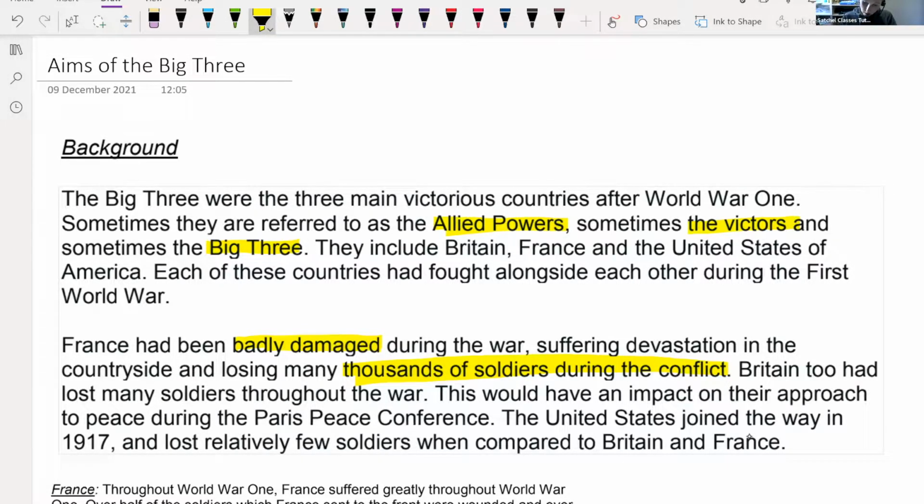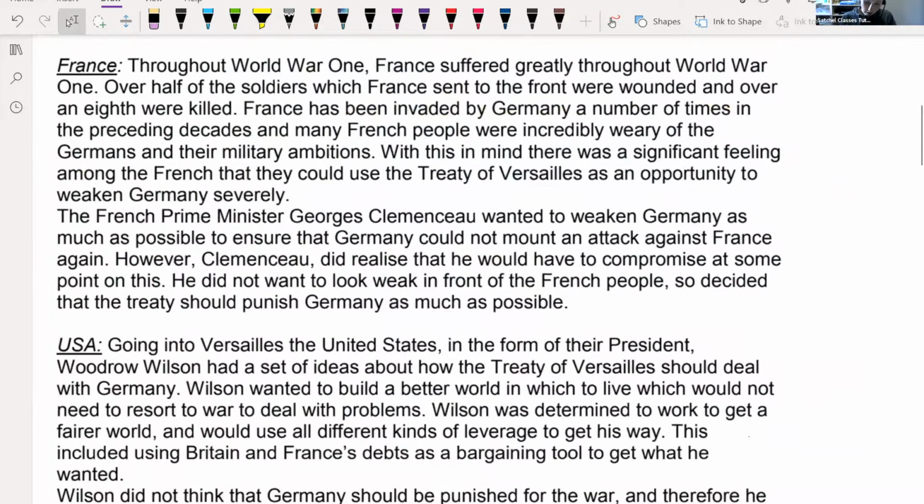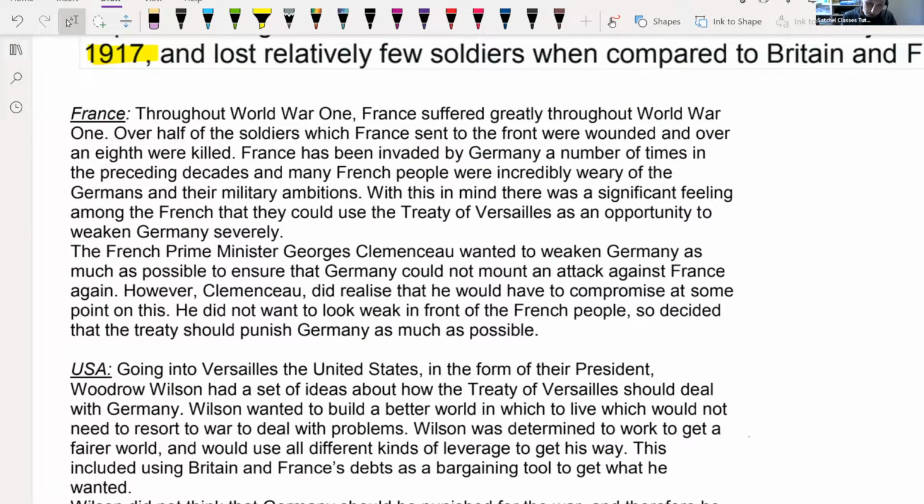Britain had also lost a lot of soldiers during the war, and the United States, they only joined in 1917. They only actually lost 100,000 soldiers, which sounds like a lot, and it is a lot, but comparatively to the other two of the big three, they hadn't lost as much, so they weren't as much looking for revenge as Britain and France were.